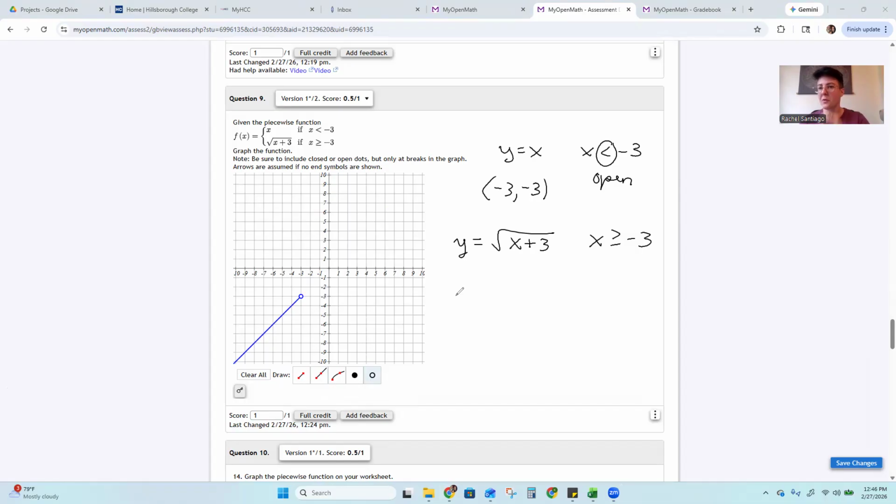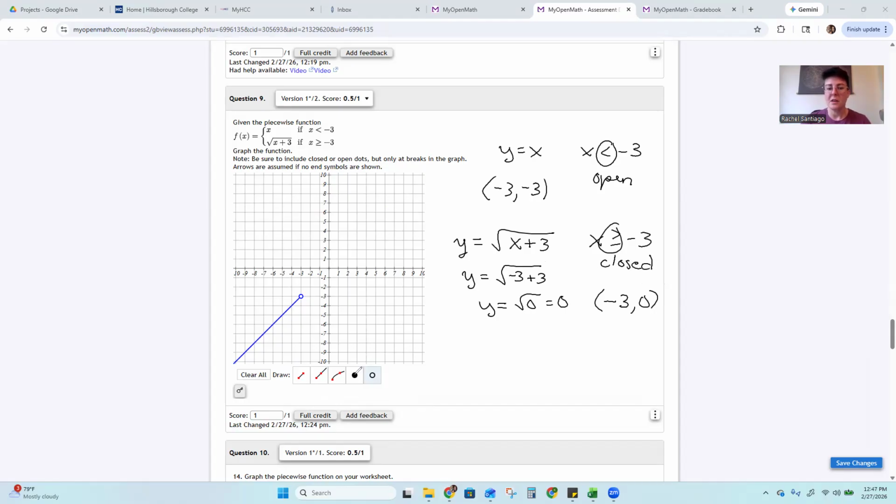I'm going to go through the same process. Let's plug in the -3 value here. So if we have y is equal to the square root of -3 plus 3, this is going to give me y is equal to the square root of 0, which is just 0. So my first point is -3, that was what I inputted, comma 0. This is going to be a closed endpoint.